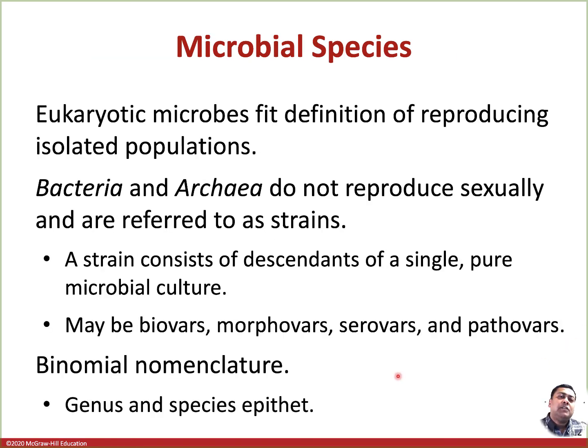So the microbial species, on the other hand, the eukaryotic microbes, fit the definition of reproducing as an isolated population. Bacteria and archaea, as we said, don't reproduce sexually, and they are referred to as strains. So very different. A strain consists of the descendants of a single pure microbial culture, and they could be a biovar, for a biological entity, a morphovar for morphological differences, a serovar for serological differences, or a pathovar.